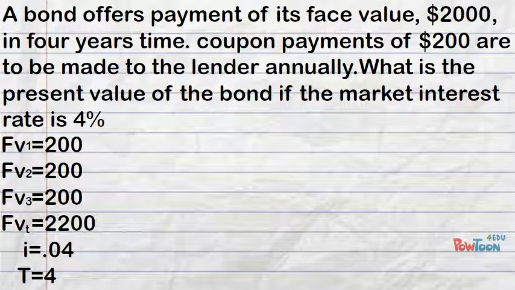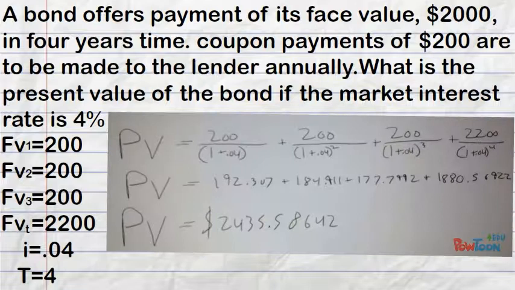So just like before, we're going to use basically the same formula shown below. Alright, next we plug the numbers in. So future value 1, 2, and 3 are all going to be 200. This value represents the coupon payments that are going to be made yearly for 4 years. Future value T is 2,200 because it's face value plus the last coupon payment, which is 200. So 2,000 plus 200. I is going to be 4%, and then T, 4 years.